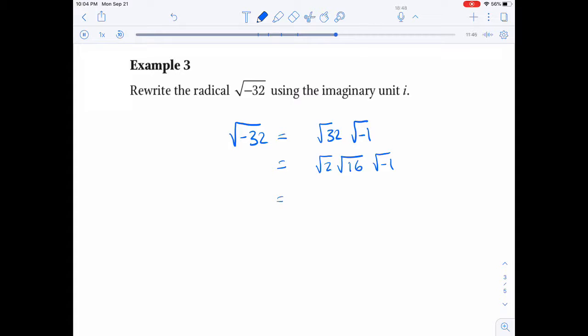So we have the square root of 2 multiplied by 4 multiplied by i, substituting an i in there for the square root of a negative 1. However, to write this in simplified form, we need to write it as our whole number multiplied by i multiplied by the radical. So in simplified terms, the square root of a negative 32 using an imaginary unit would be 4i square root of 2.